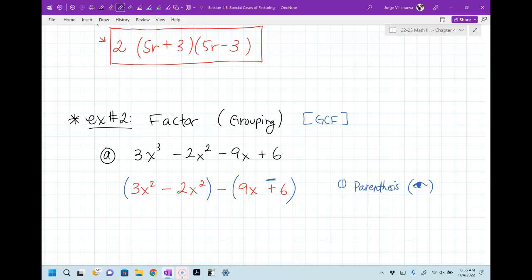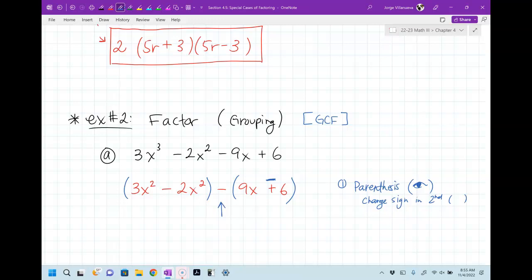Okay? So I'm going to put change sign in the second parentheses. Now, why do we change it? Because there's a minus right here. If it was a plus, you don't change it, okay?